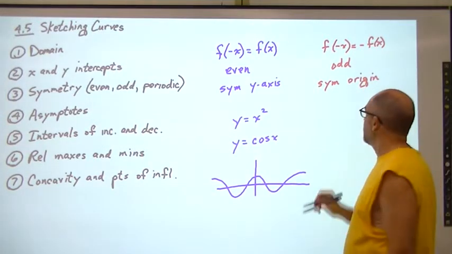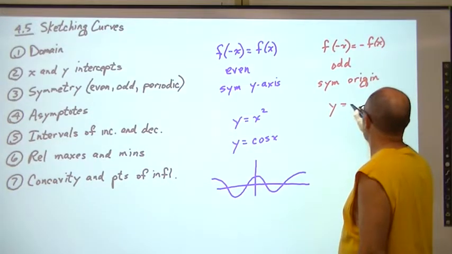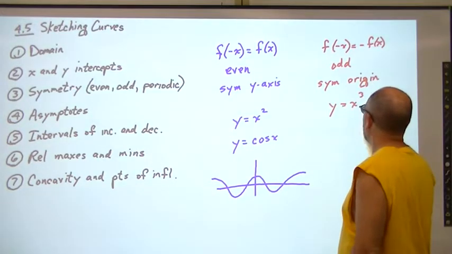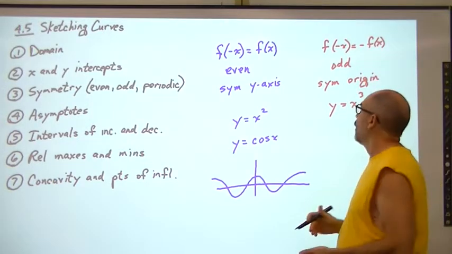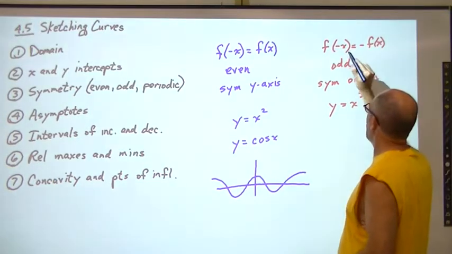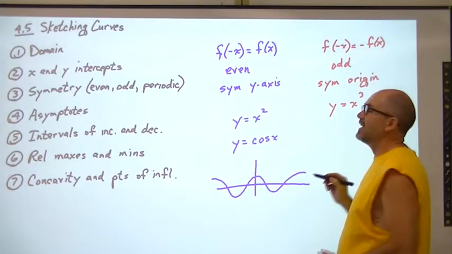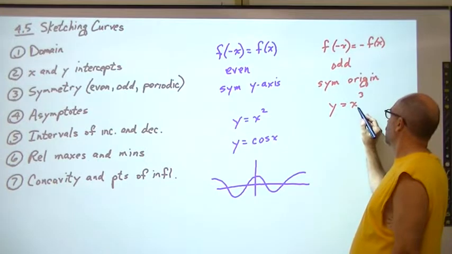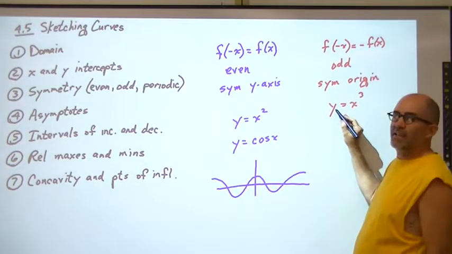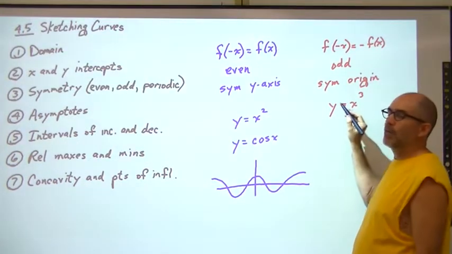An example there would be y equals x cubed. If I flip that thing upside down, it ends up being the same thing. Or if I put in a negative value for x, I end up with a negative y. So here, if I put in a 2, then y is going to be 8. But if I put in a negative 2, y will be negative 8.